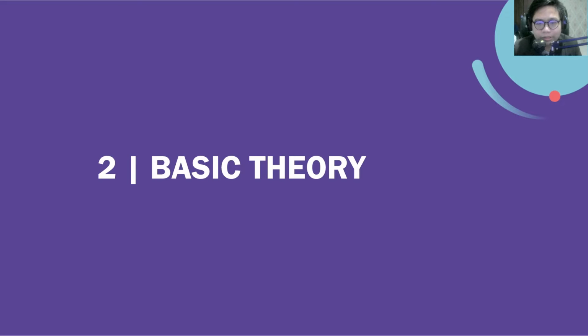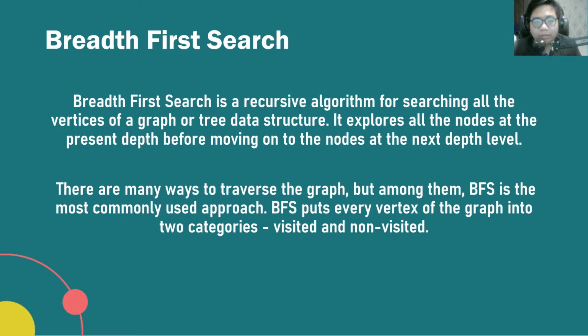We will now get into the second section of this presentation, basic theory. Before we begin talking about how it can be implemented into Python, let's talk about what breadth-first search is. Breadth-first search is a recursive algorithm for searching all the vertices of a graph or tree data structure. It explores all the nodes at present depth before moving on to the nodes at the next depth level. There are many ways to traverse this graph, but among them, breadth-first search is the most commonly used approach. Breadth-first search puts every vertex of the graph into two categories, visited and non-visited.